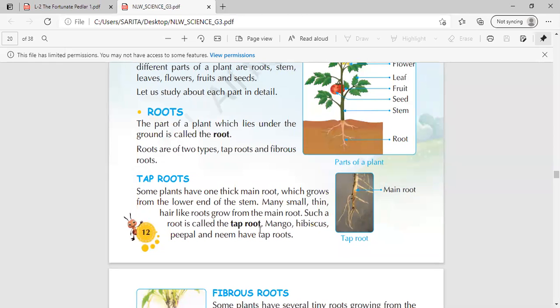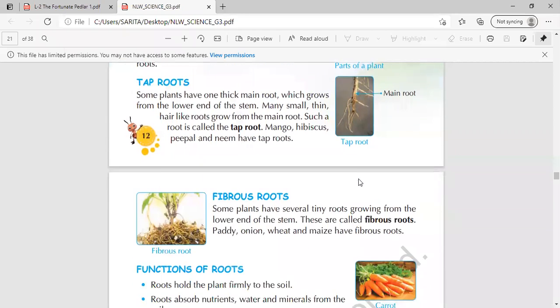What kind of trees have tap roots? Mango tree, hibiscus, peepal, and neem trees. They have tap roots. So remember, students, pay attention that there is one thick root and many small roots which grow from the thick root. That root is called tap root. Right? The second one is fibrous root.